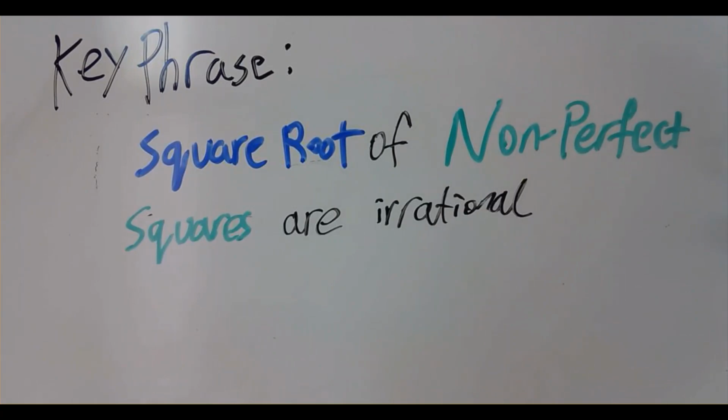Today we are going to be learning about square roots. And today's key phrase is that square roots of non-perfect squares are irrational. Now, I know that you don't know the meaning or the definition of a lot of the words in the key phrase yet, but I will explain in just a second.